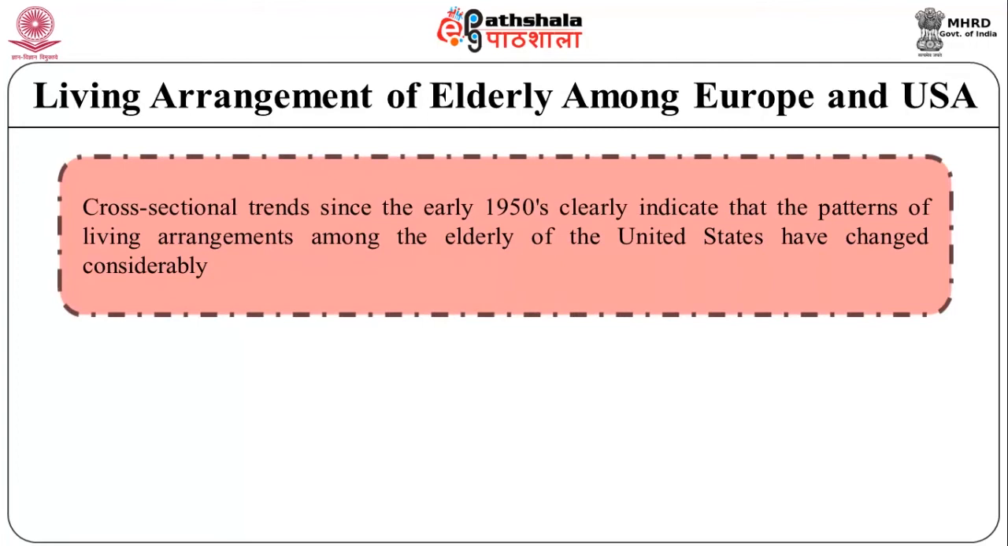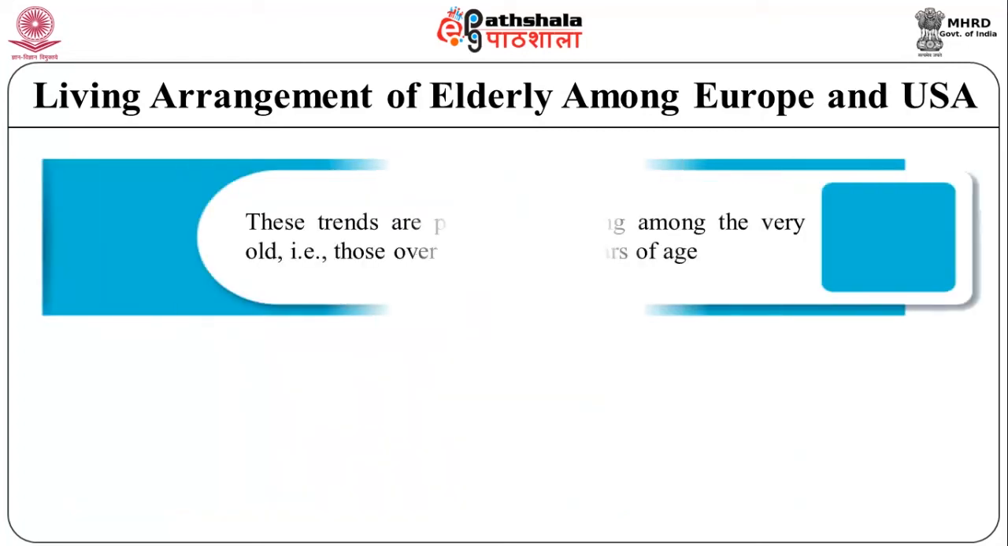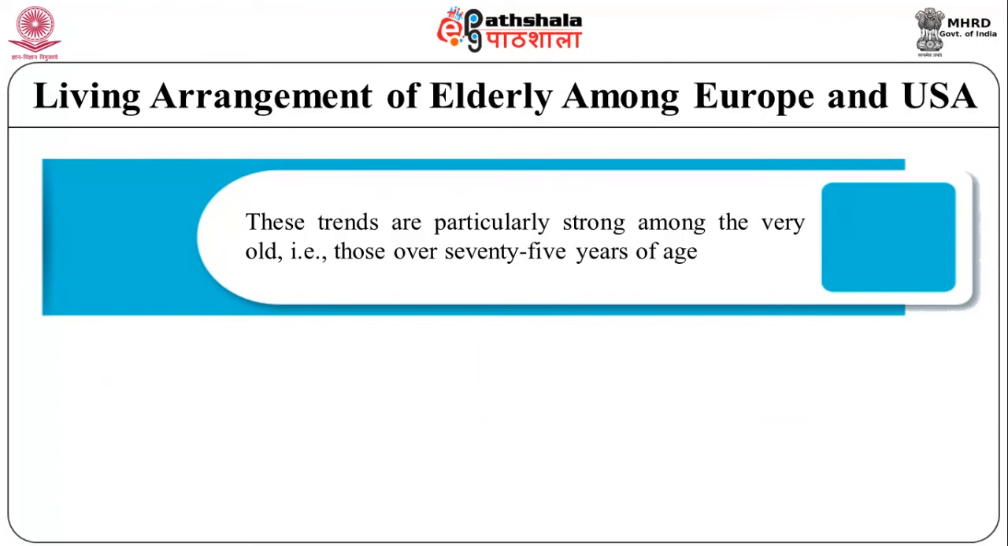Cross-sectional trends since the early 1950s clearly indicate that the patterns of living arrangements among the elderly of the United States have changed considerably. In general, these trends can be characterized as slight decreases in the incidence of living with relatives of most interest, sizable increase in the incidence of primary individuals, and those institutionalized. These trends are particularly strong among the very old, that is, those who are over 75 years of age.